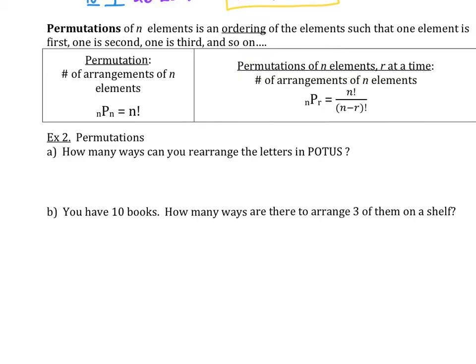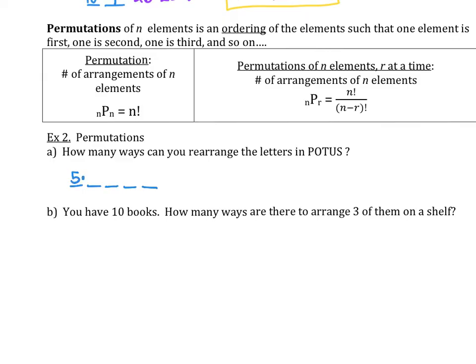Okay, I'm going to show you 2 ways to do it. One is using permutations and one is using the fundamental counting principle. If I use the fundamental counting principle, there are 5 letters possible. These are just blanks. You don't need to write the blanks. They help me remember. There's 5 letters I could put in the first spot. I could put the P or the O or the T or the U or the S.